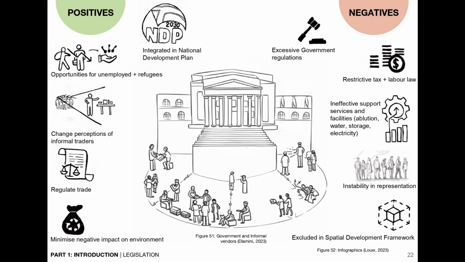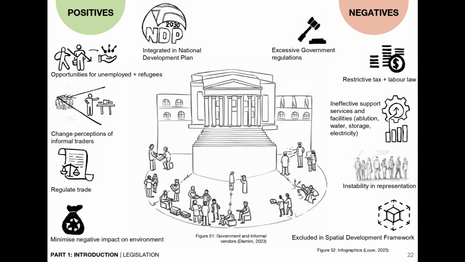From our investigation into the bylaws and legislation around informal trade in South Africa, we deduced some positives and negatives surrounding this legislation. The positives of this legislation is that it is designed to provide opportunities for the unemployed and refugees. The legislative relationships between informal traders and formal traders is then integrated in the development plan for the city. This legislation changes the perception of the public on how informal traders trade and that it is indeed a legalized activity. This legislation minimizes the negative impact of informal traders on the environment through its rules and regulations holding traders responsible for their personal waste and cleanliness of the area they occupy. The legislation demarcates space for informal trade, therefore regulating the trade.